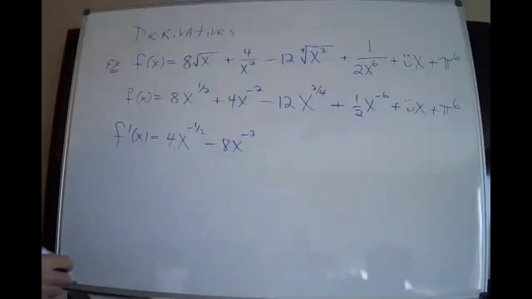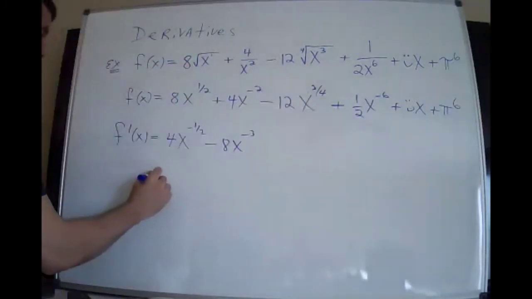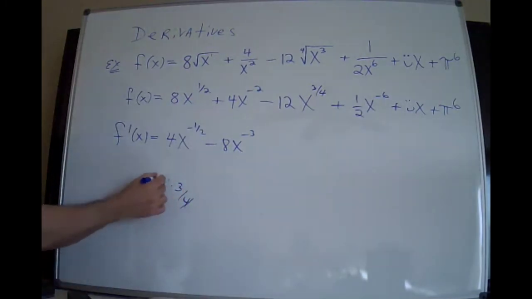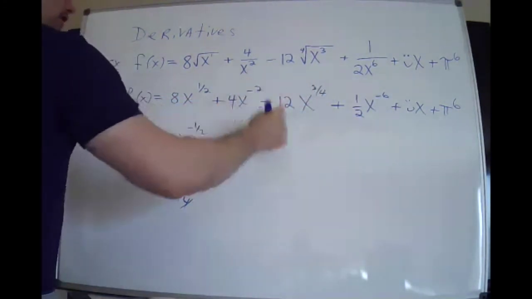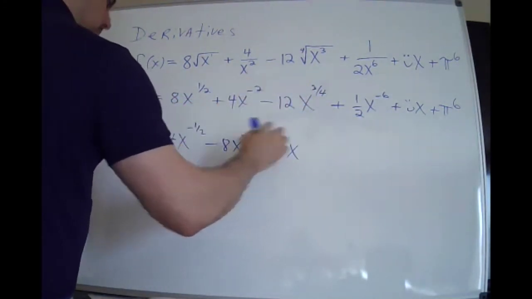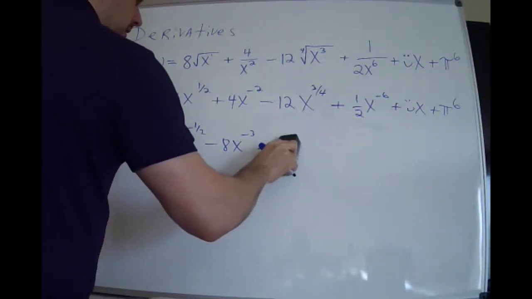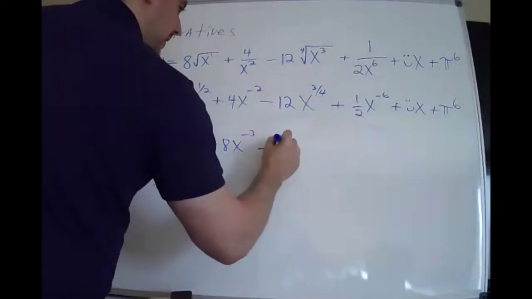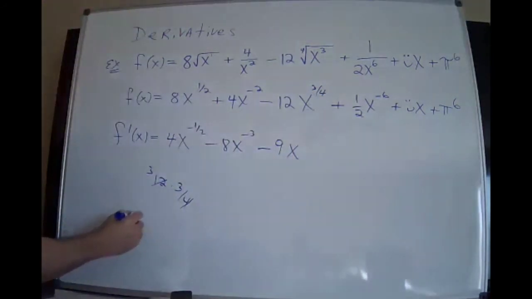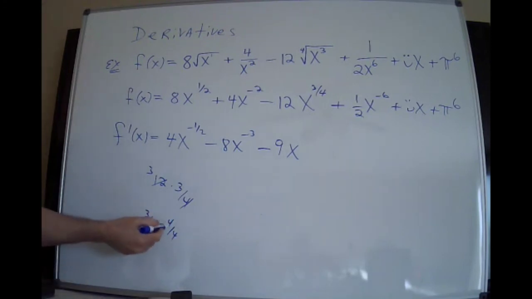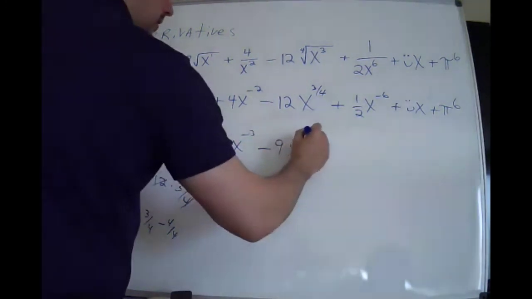Multiply by the power, subtract 1. Here, I have to do 12 times 3 over 4, just like before. 12 divided by 4 is 3. 3 times 3 is 9. So 3/4 of 12 is 9. Subtract 1 from the power. So now I have to do 3/4, take away 1. That's not 1? Yes, it is. 4 over 4 is 1. 3/4, take away 4/4 is negative 1/4.